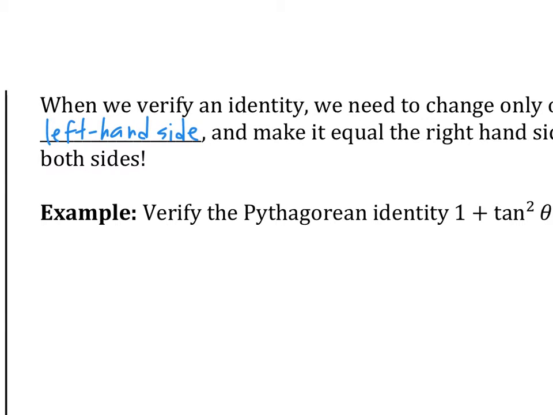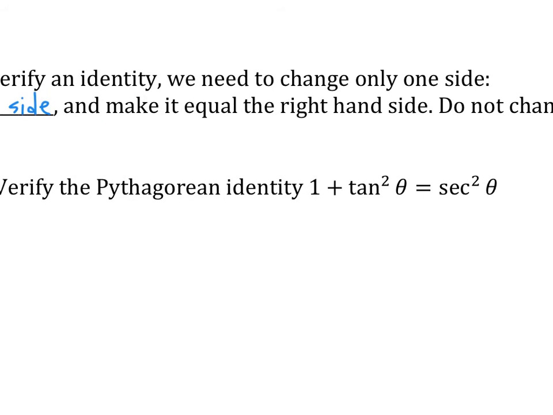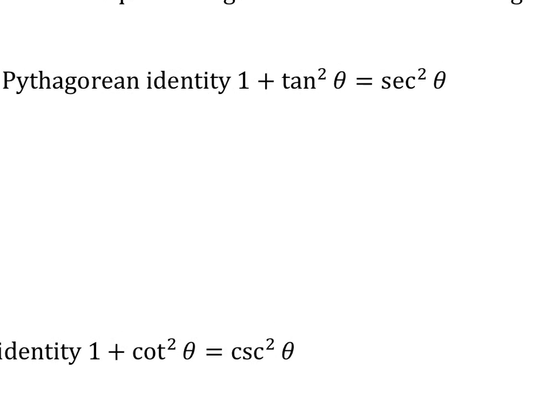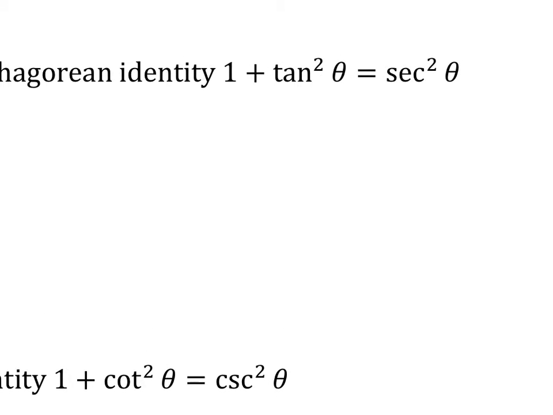So we need to only change the left-hand side and make it look like the right-hand side. All right, so let's go ahead and look at this first one. Okay, so 1 plus tangent squared is secant squared. We need to show that it works. We can only change the left-hand side and make it look like the right-hand side.